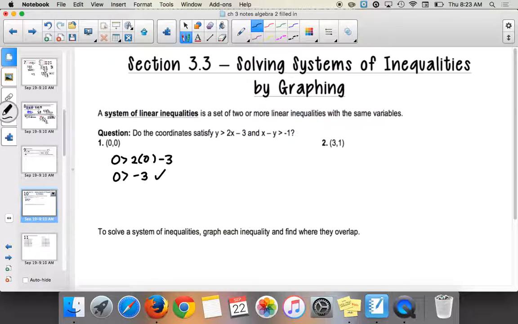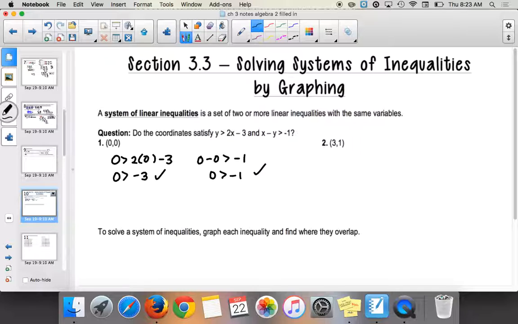That is true. So when we check it in the other one, x minus y is greater than negative 1. We have 0 minus 0 is greater than negative 1. 0 is greater than negative 1. That is also true. So what this means about the point (0, 0) is that it is in the shaded region for both of those. So it's in the overlapping shaded region, okay?